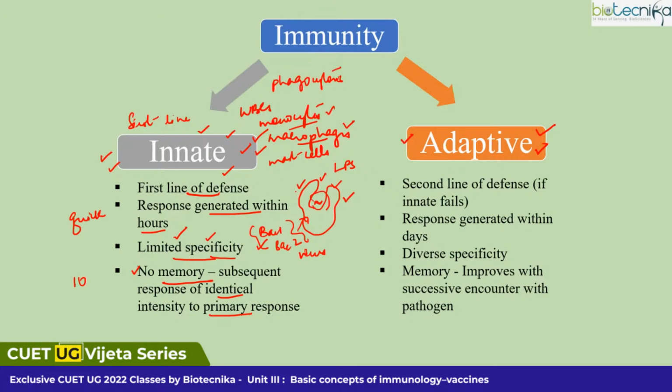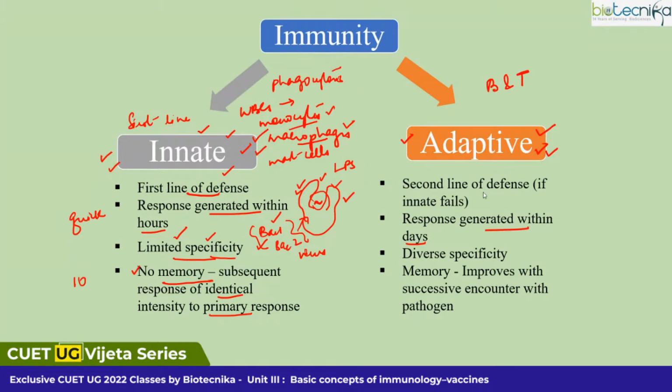Then what is adaptive immunity? Adaptive immunity is a second line of defense. When innate immunity fails, even after activating the macrophages and controlling the bacteria, the bacterial colonies are still growing and they are not able to control the bacterial load, so the adaptive immune system gets activated. The response is generated within days, so it takes a little time. The response is not as quick as compared to innate immunity. The cells involved in adaptive immunity are the B and T cells. These are the lymphocytes, which are also a type of WBCs. So the B lymphocytes and T lymphocytes are the ones associated with adaptive immunity.